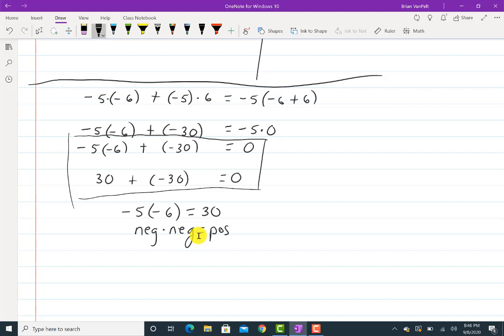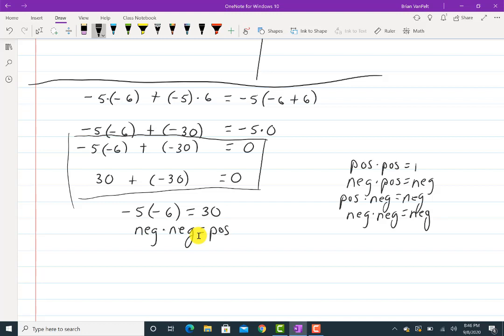So those are your rules of multiplication. We have negative times positive equals negative. Positive times negative equals negative. Negative times negative equals positive. And I guess I don't need to put this one, but I will. If you take a positive times a positive, well, that equals a positive. So those are the rules for multiplication involving positives and negatives.